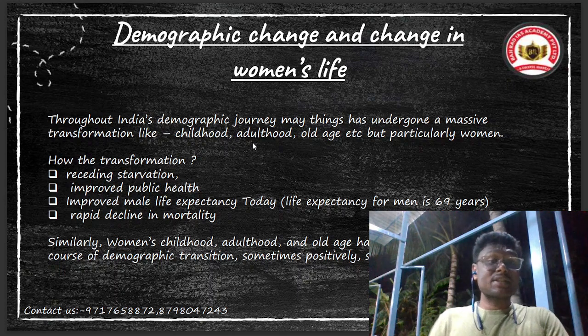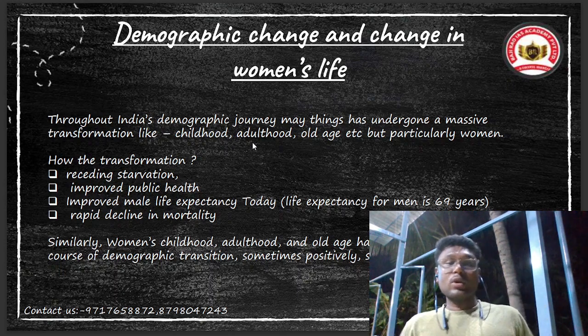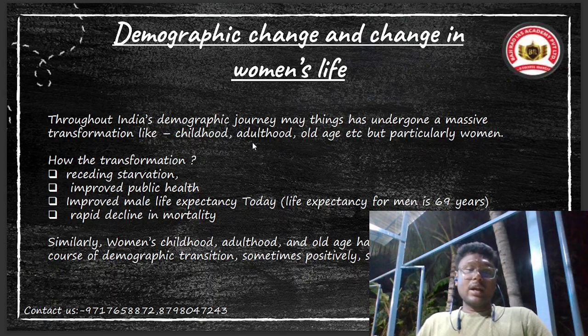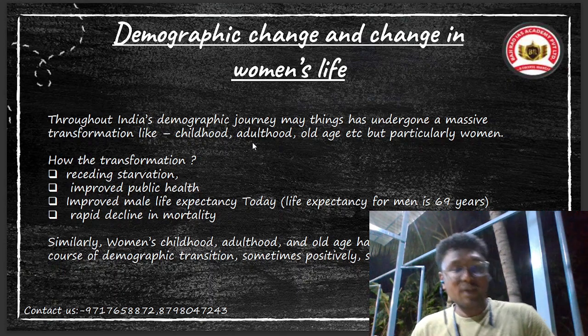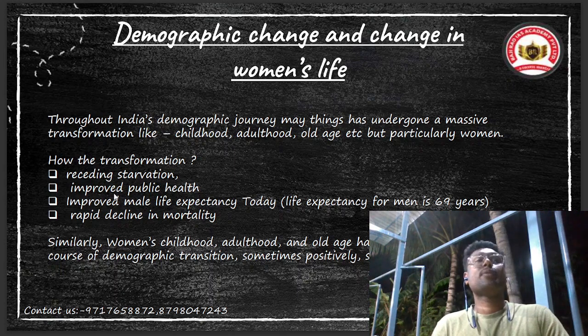First one, receding starvation. See, guys, after the Green Revolution, our food stock availability was huge. Because of the poultry, white and green revolutions, we have overcome starvation, so there has been a declining trend in starvation. Starvation means hunger. We have receding hunger and improved public health because of public health infrastructure and different government schemes like Ayushman Bharat, and the availability of doctors is increasing.